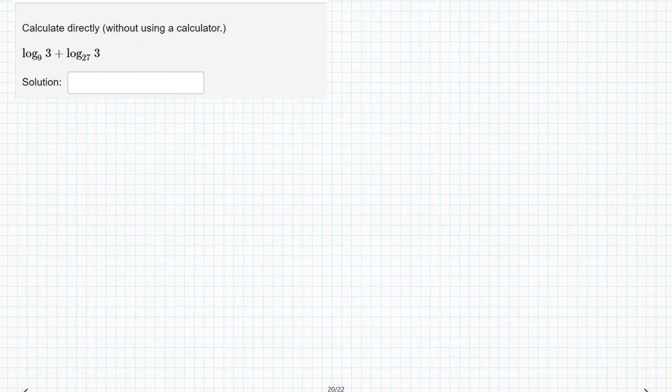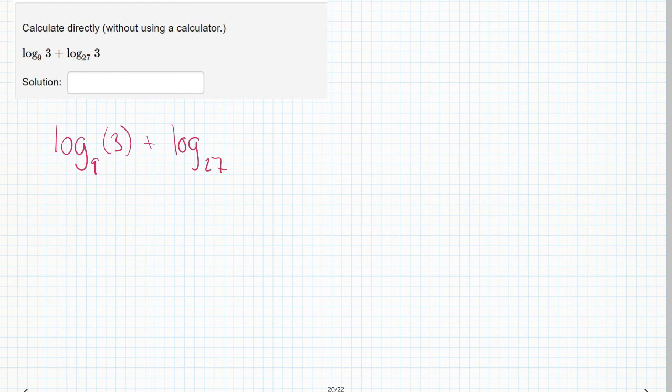Okay, so now simplifying logarithms. We want to try and calculate directly without using a calculator: log base 9 of 3, plus log base 27 of 3. So what the heck is this stuff? Log base 9 of 3 plus log base 27 of 3. So this might be hard, trying to do them both at once.